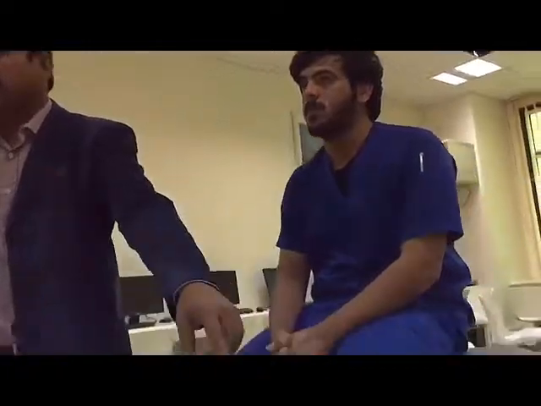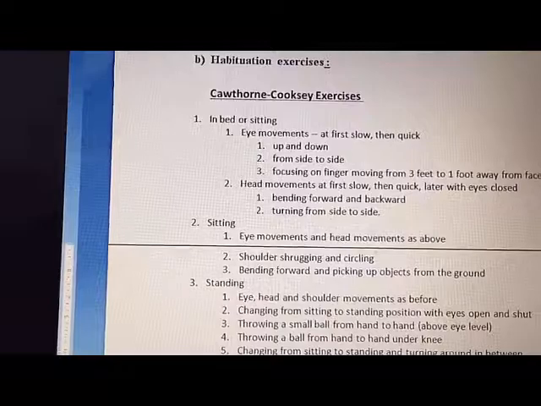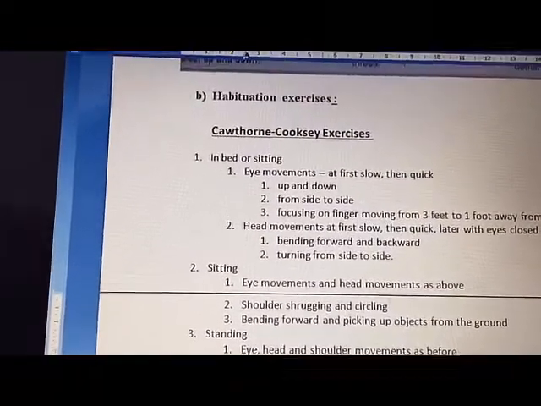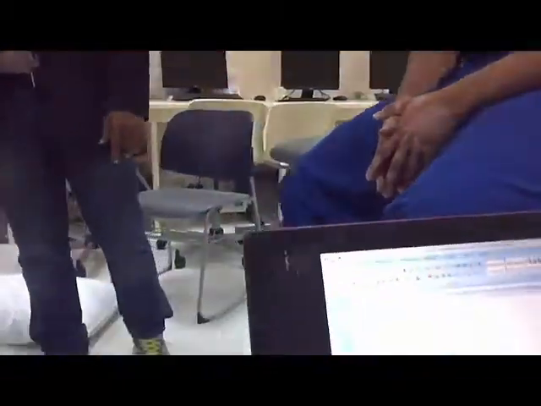Next, head movements, at first slow, then quick, bending forward, backward, and side to side. Then sitting, second one: eye movements and head movements as above. Then you have to add shoulder shrugging and circling, circling the shoulders back and front. Next, third one.